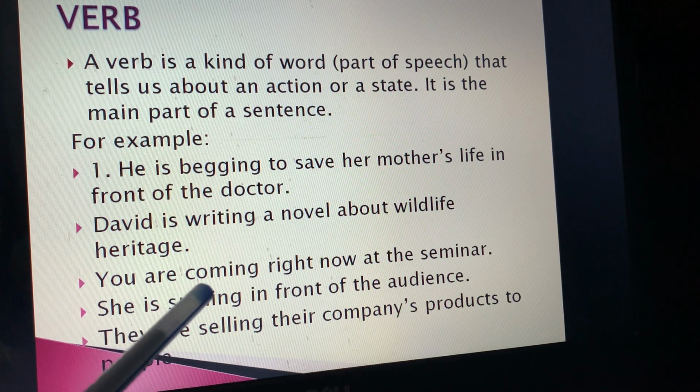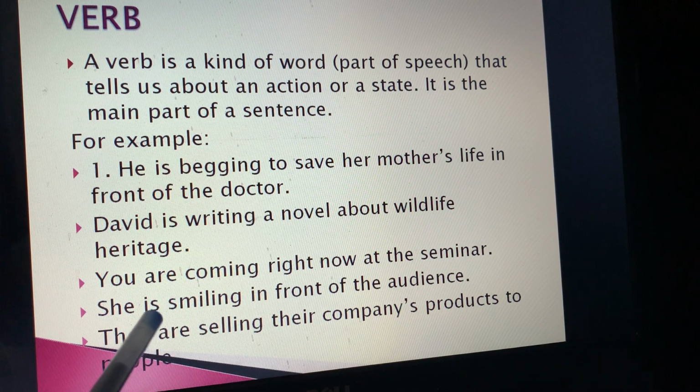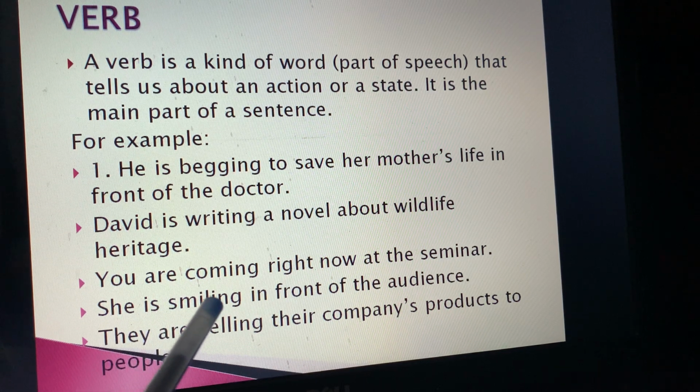Fine. Are coming. Are is the helping verb. Coming is the main verb. She is smiling in front of the audience. She is the subject. Is smiling: is is the helping verb, smiling is the main verb.